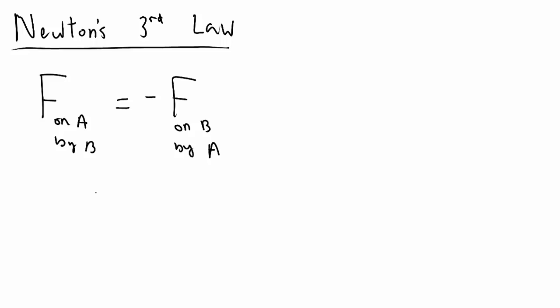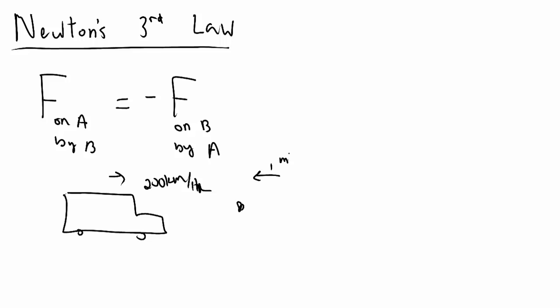So let's see if we can apply this to a situation. Let's say we have a bus, and the bus is kind of in a hurry, so it's going at 200 kilometers per hour to the right. In the path of the bus is a fly, and the fly is going at 1 meter per second to the left, and they collide, and I think you'll agree that the fly splatters on the windshield of the bus. So my question for you is, how does the force on the fly by the bus compare to the force on the bus by the fly?